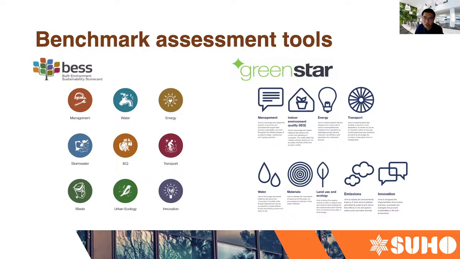For sustainable design assessment, we have 2 benchmark assessment tools. One is BESS, another one is Green Star. BESS is more suitable for town planning and medium to small scale projects. Green Star is more suitable for large scale projects. As you can see, they have pretty much the same categories, and the things assessed are pretty much the same.